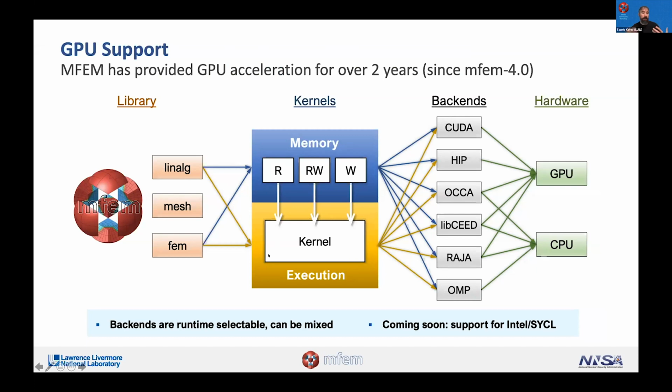And then the kernels are either lambda captures or implemented directly in one of these backends. The backends are additive. You don't have to implement everything in all backends. You can use just portions of the code and then fall back on other backends. And soon there will be Intel and SYCL backends. So right now we support NVIDIA and AMD GPUs. And just as a point of reference, we've been providing GPU acceleration in an official release for over 2 years, so since MFEM 4.0.